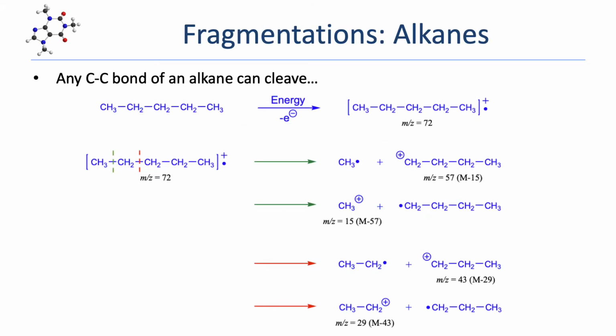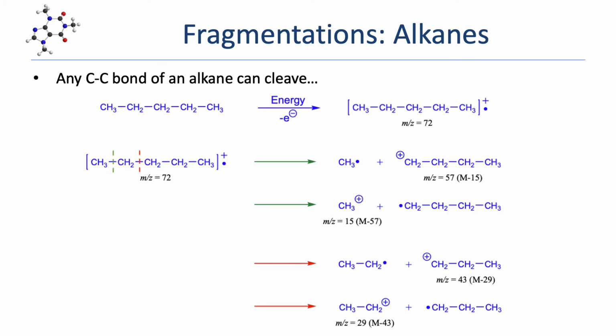So let's take a look at the fragmentation pathways of the simplest kind of organic molecules, alkanes. When an alkane is ionized into the molecular ion, it means that one of the valence electrons has been knocked away. Now, we don't know which one necessarily, but it does mean that one of the covalent bonds in the molecule is actually a bond made with only one electron.